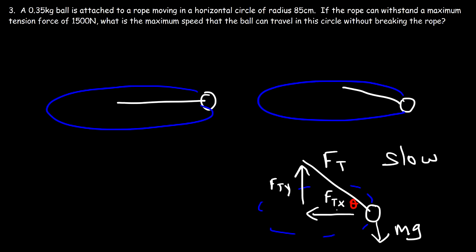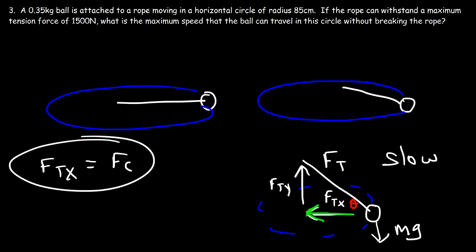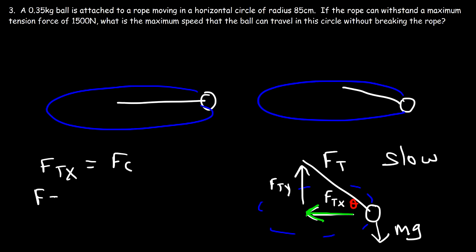Now, the centripetal force is the force that's going to keep it moving in a circle. So it's the horizontal component of the tension force. So when a ball is moving slow, FTX is equal to the centripetal force. This is always true, but I'll talk more about when it's moving fast. FTY is equal to the weight force. This component balances the weight force.